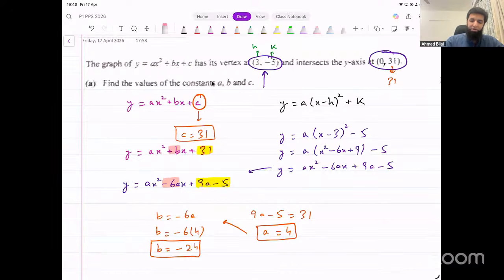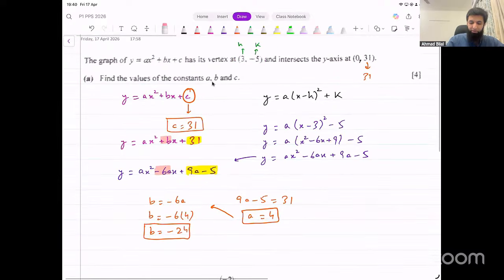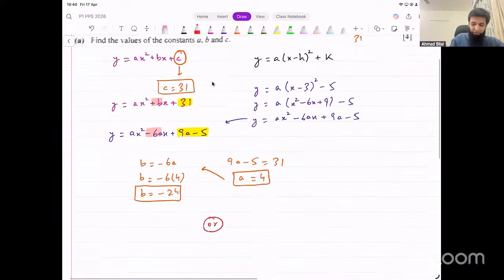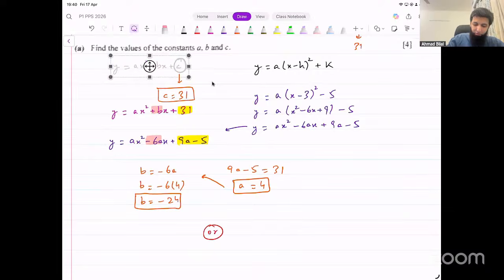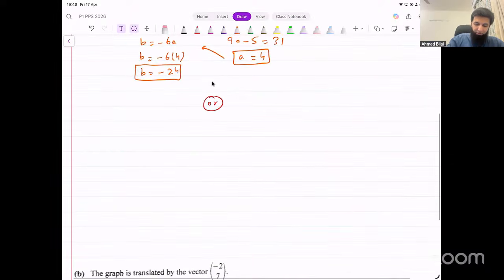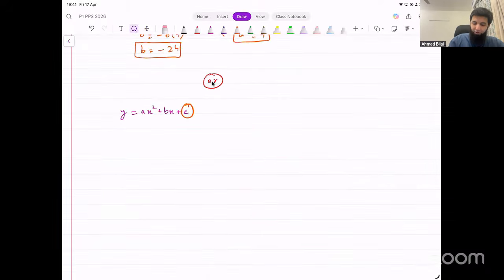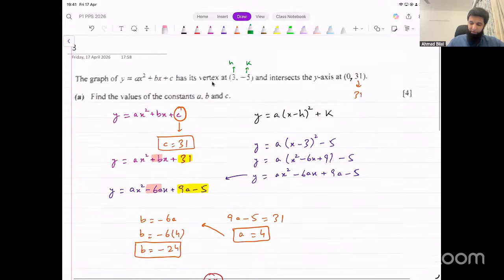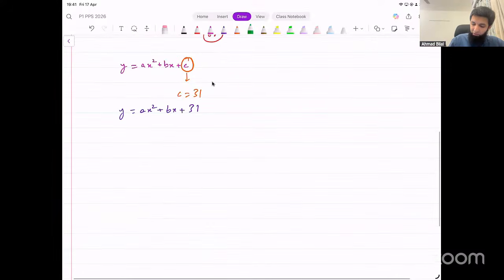Okay. Acha, chalo, let me show you how to do it using the other method as well quickly. If you do not want to use the vertex form, the alternative could be, we know the value of C is obvious, right? So we know the value of C is 31. So the function becomes y equals ax squared plus bx plus 31. The turning point that we're given is 3 and negative 5. So we know that the turning point of this function is 3 and negative 5.